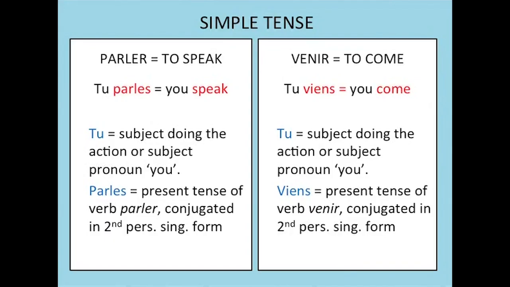Let us look at another example. The verb venir, which means to come. Tu viens means you come. As you can see, there are 2 words that compose this phrase, tu and viens.